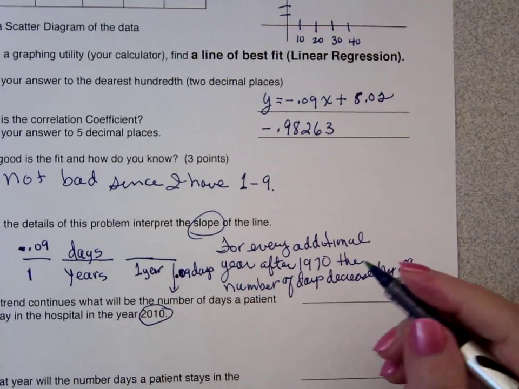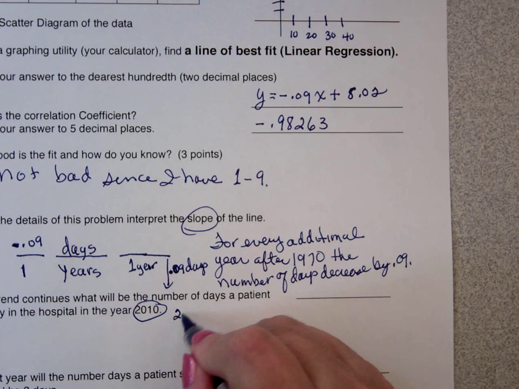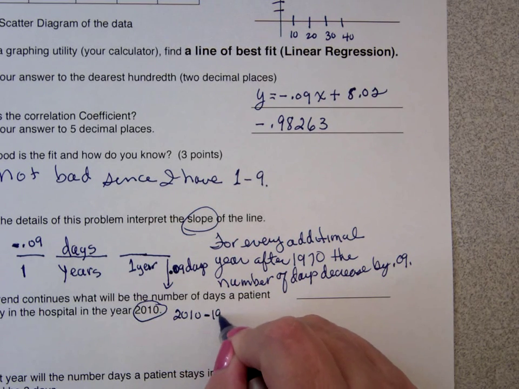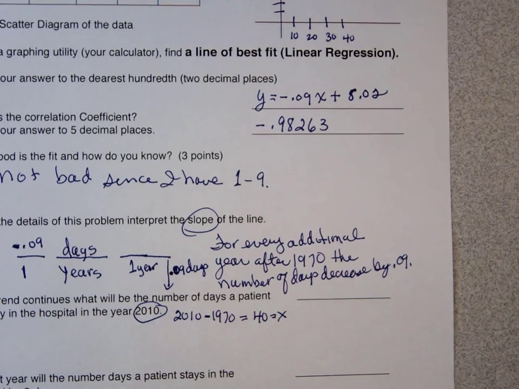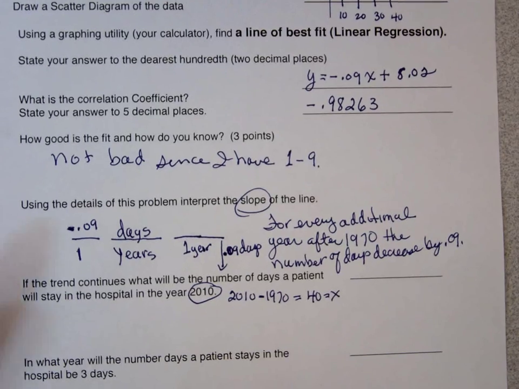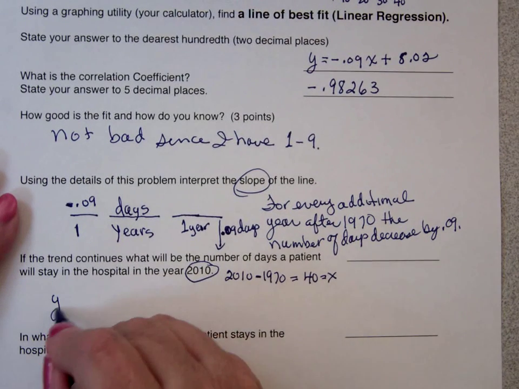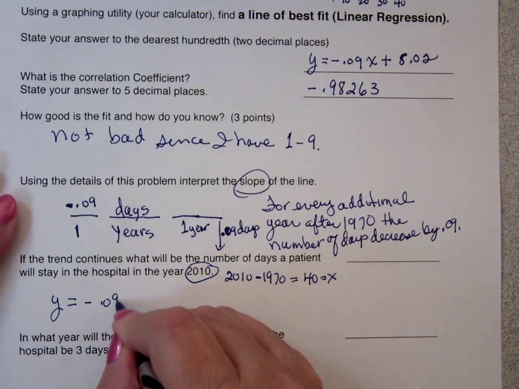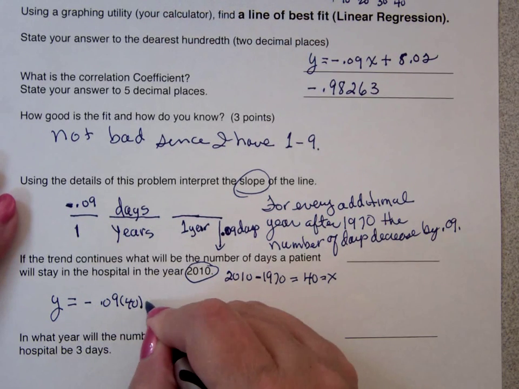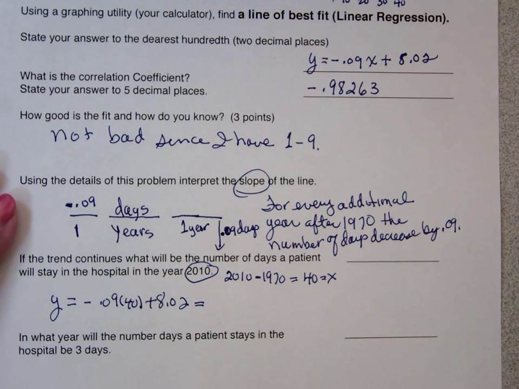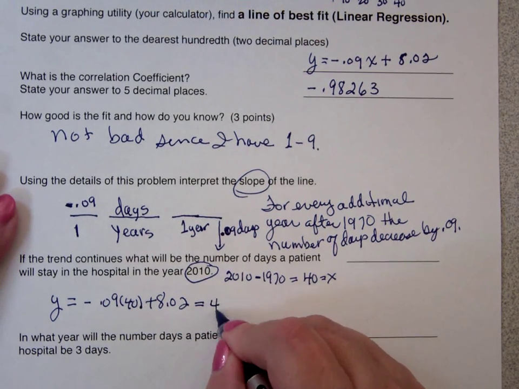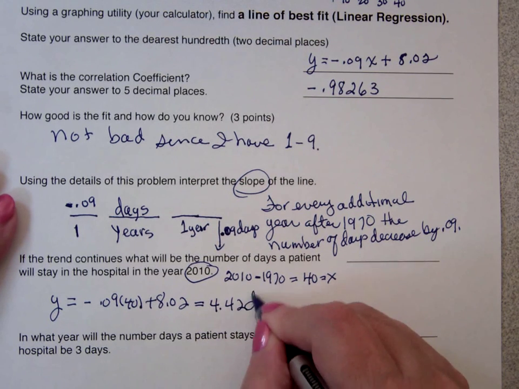Well, I need an x value for 2010, so it'd be 2010 minus 1970. That means 40, so that x is 40. Now, using my model, y would be negative 0.09 times 40 plus 8.02, and then using my handy dandy little calculator, this would come out to be 4.42, and the units is days.